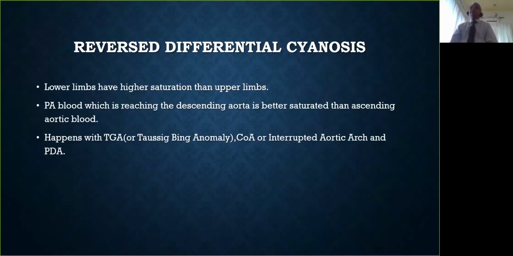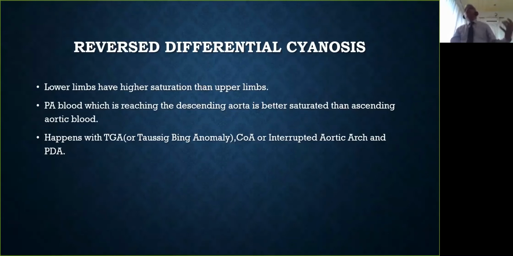We can make the issue a little more complicated. Think of a reversed differential cyanosis. Because in differential cyanosis, we said that it is the lower limbs which have a lower saturation. Can you have a situation where the lower limbs have a higher saturation and the upper limbs have a lower saturation? If this is to happen, the ductus should carry better oxygenated blood into the feet, into the descending aorta.